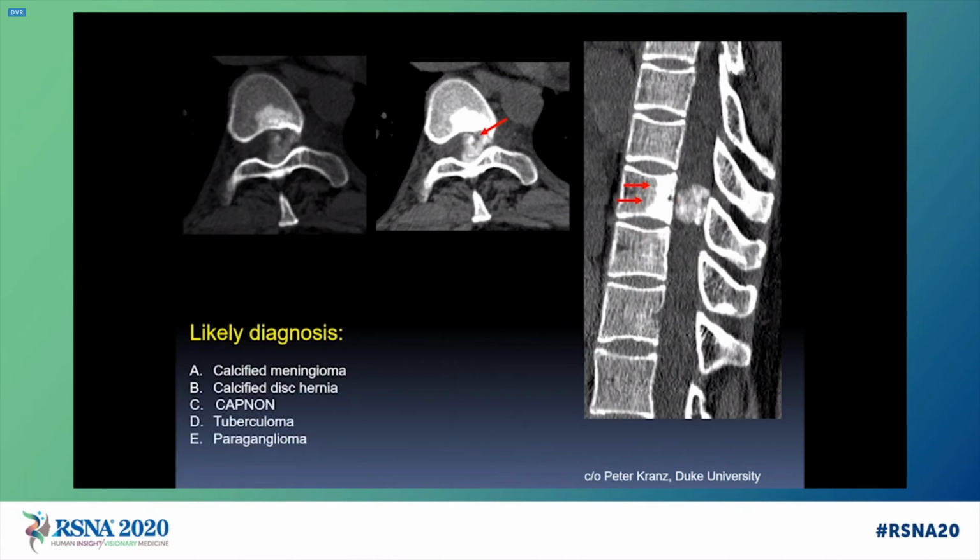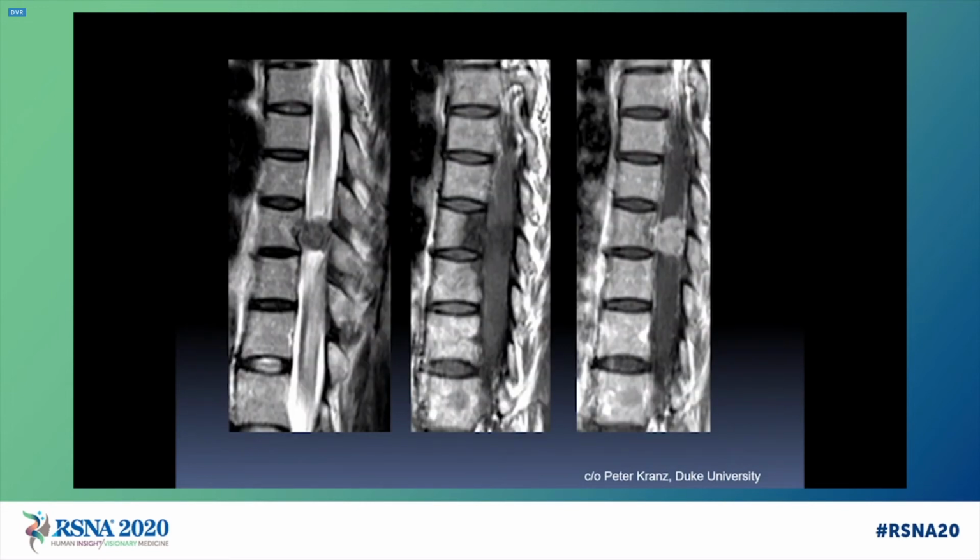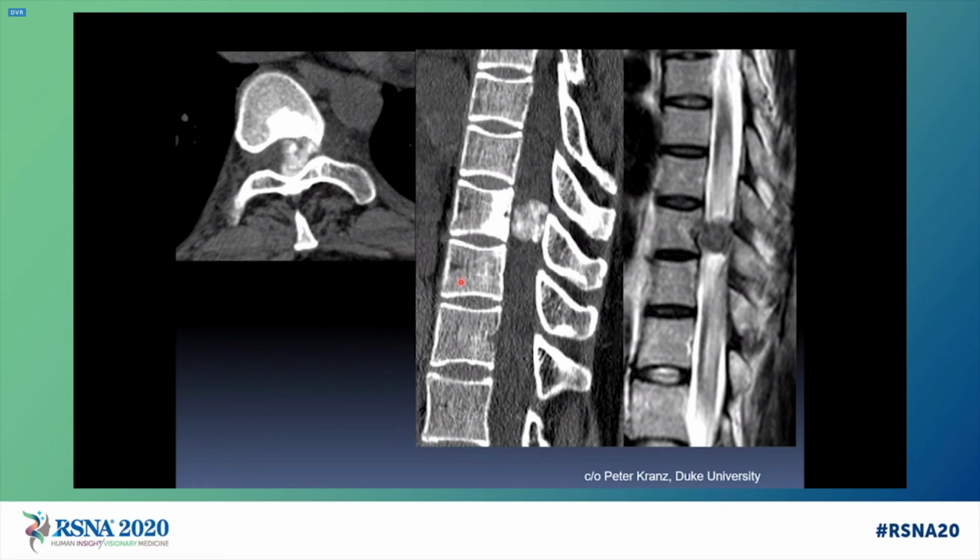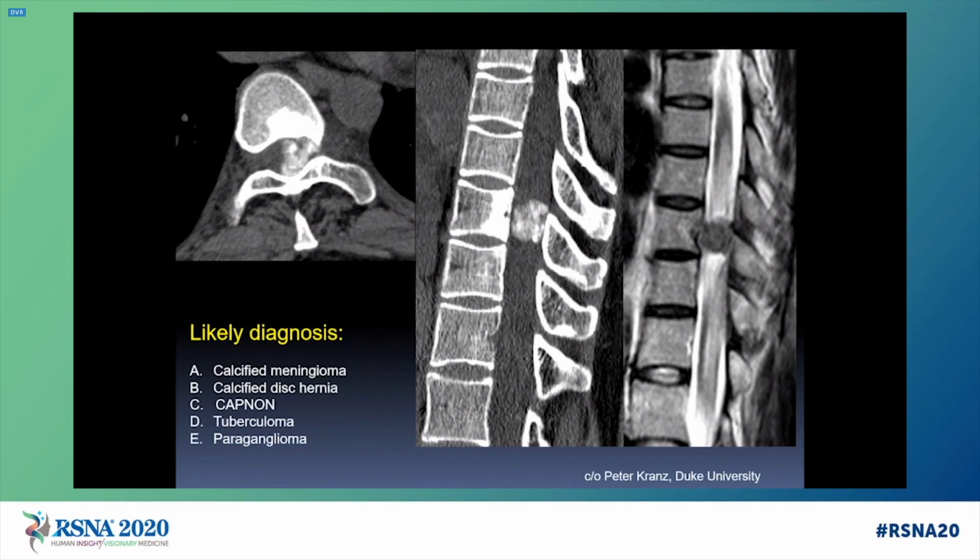So as usual, we come up with a list of differential diagnoses. Could this be a calcified meningioma, calcified disc herniation, CAPNON, a tuberculoma, or a paraganglioma? So an MRI was performed. We see that the lesion is a very low signal intensity on T1 and T2 and shows avid post-gadolinium enhancement. The lesion is clearly extramedullary in location, and this is the summary of the images on CT and MRI. And again, these are the potential differential diagnoses that we can come up with. And the actual answer to this case is CAPNON.